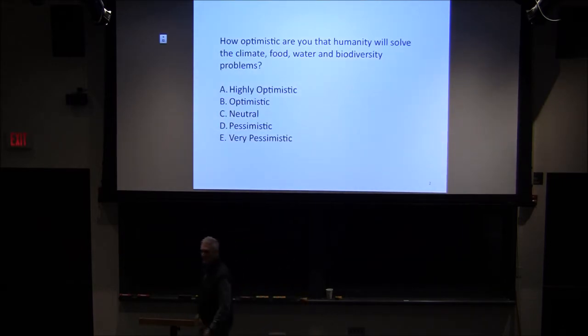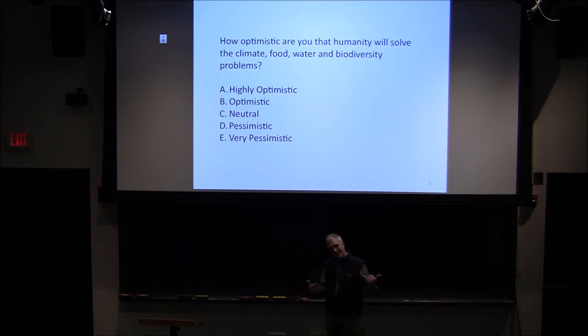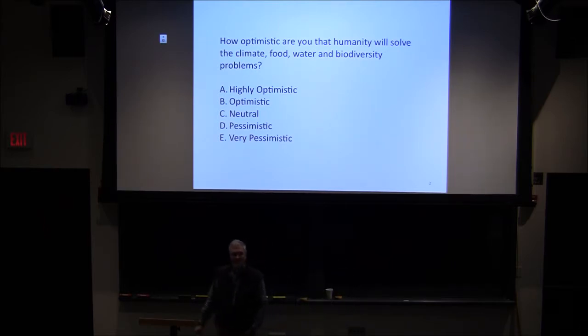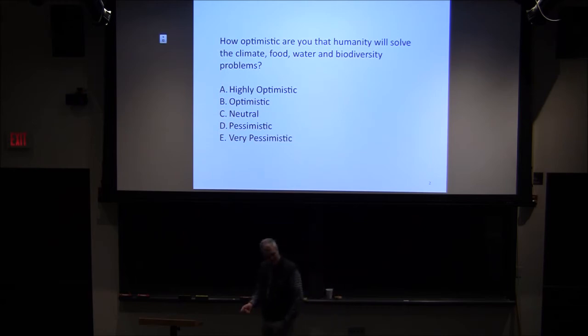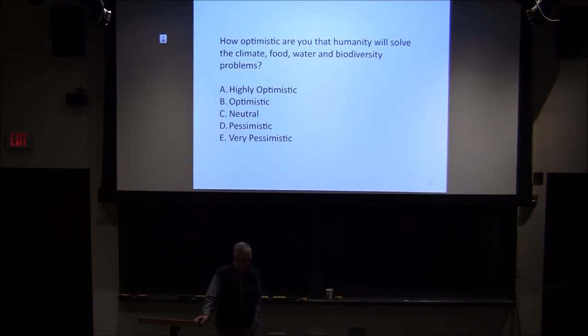I'd like to see a show of hands, just to get a sense of where you are. Based on what you knew coming into the class, how optimistic are you that humanity will solve the climate, food, water, and biodiversity problems? Highly optimistic, neutral, pessimistic, very pessimistic? Who's highly optimistic? Two or three optimists, good for you. Simply optimistic, that's 10% or so. Neutral. Pessimistic, a big number of pessimists. Very pessimistic. So the distribution is skewed towards pessimism, but with some optimists and some very pessimistic.